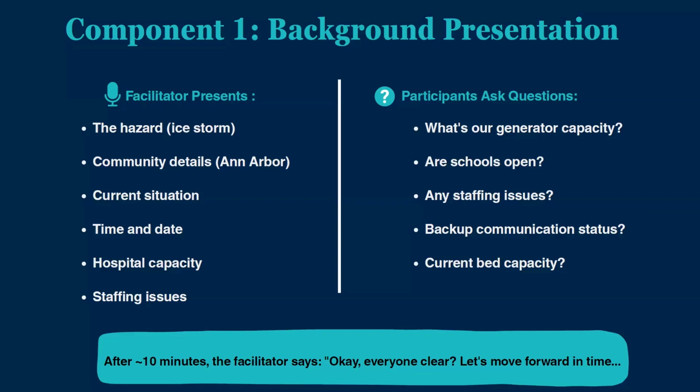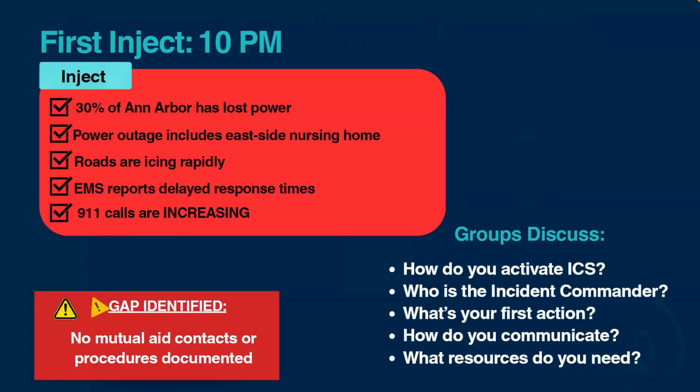And then comes the first inject. It's now 10 p.m. Freezing rain has begun. 30% of the town has lost power, including the nursing home on the east side. Roads are icing. EMS reports delayed response times. 911 calls are increasing. Now, please pause this video and discuss with your group.